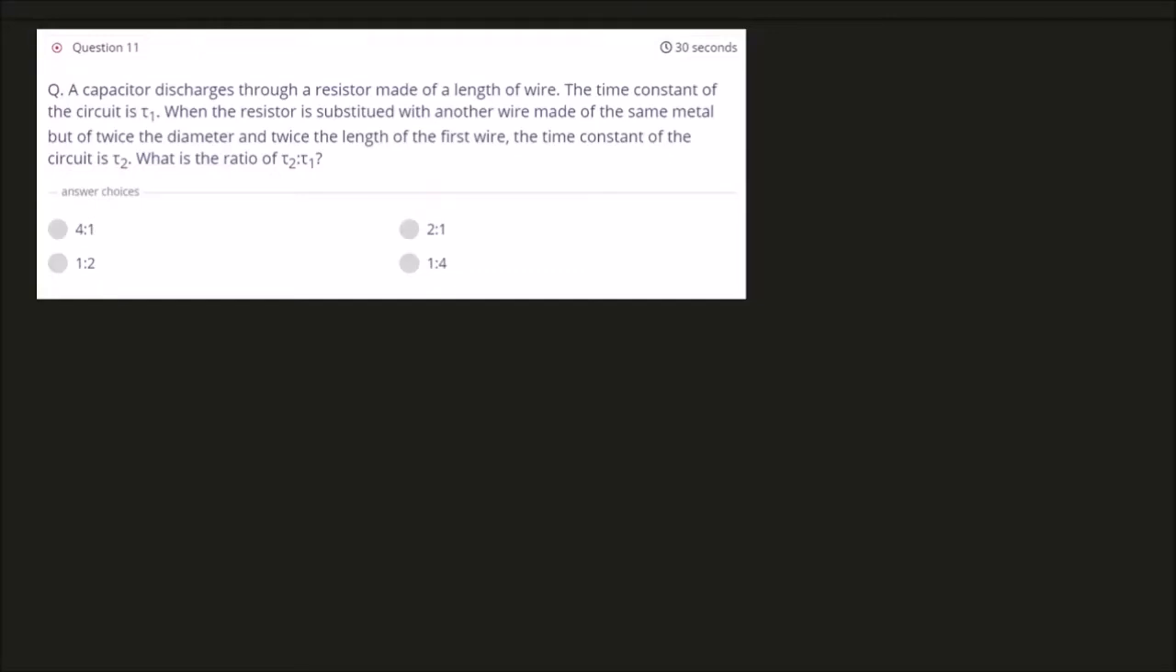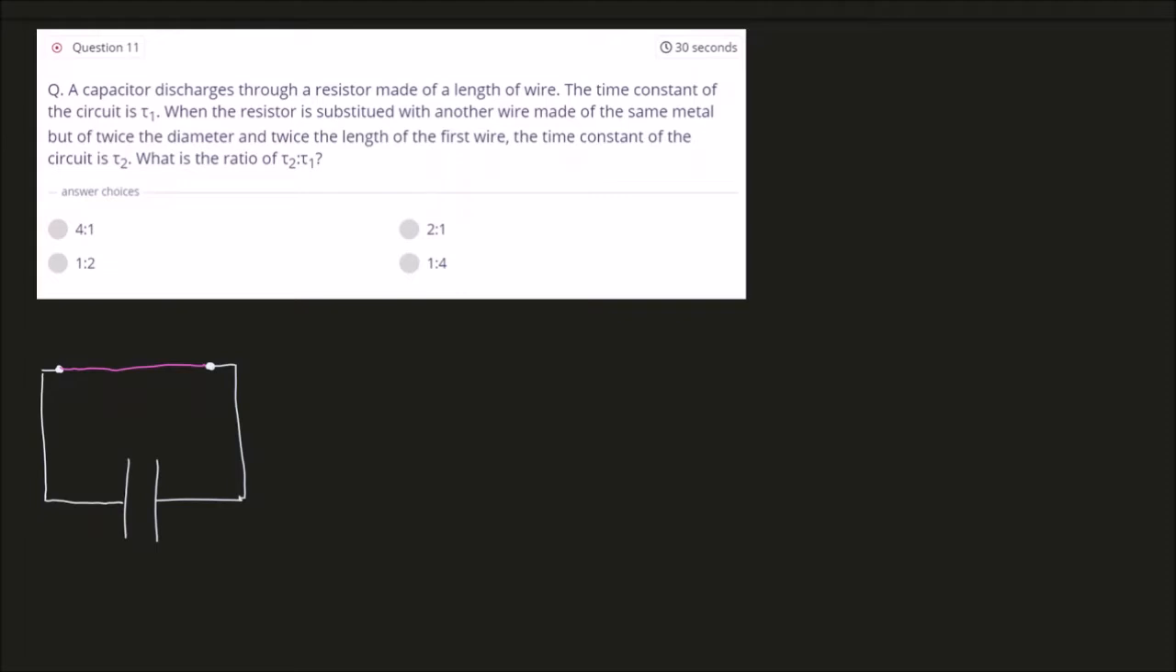Question 11. A capacitor discharges through a resistor made of a length of wire. So what they say here is you have a capacitor, and this capacitor is charged now. It is a charged capacitor, but you are trying to discharge it through a resistor that is made of a length of wire. So probably your wire should be, let's call this pink thing the resistor wire. Okay, so this might be your circuit right now.